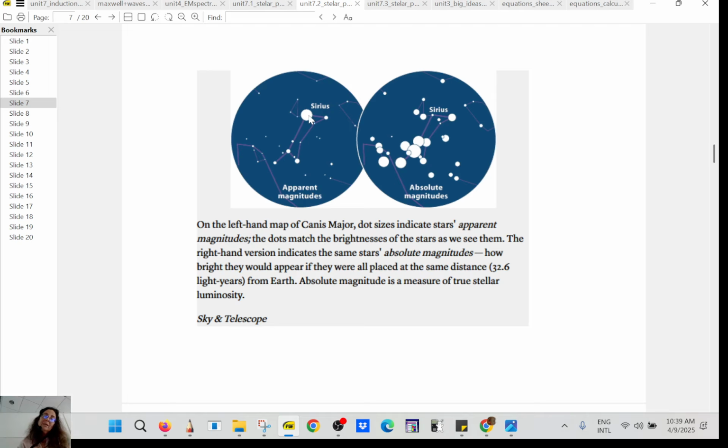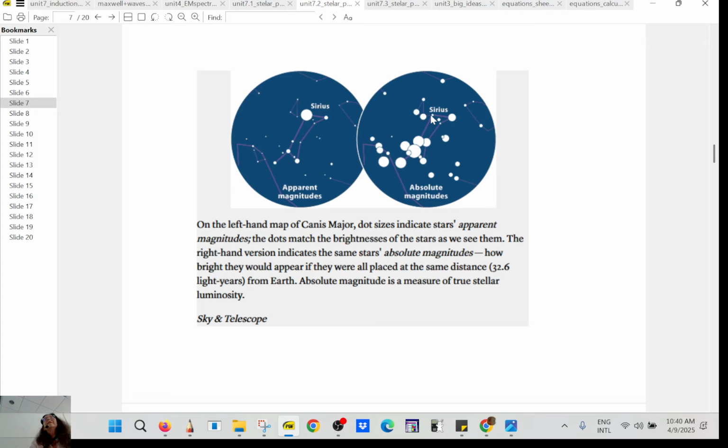Okay, so Sirius here, remember, is the brightest star in the sky. You can clearly see the dog. So it's the star of the color here. That will be the apparent magnitude. But if you take all the stars here at the same distance, then you get the real stuff, what is called absolute magnitude. Sirius looks very bright because it's very close. If you put all the stars at the same distance, all of a sudden Sirius is not as bright.